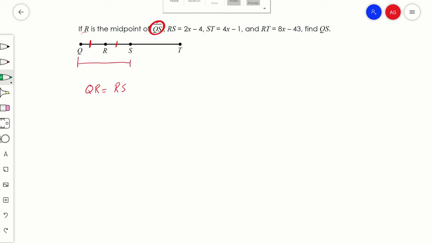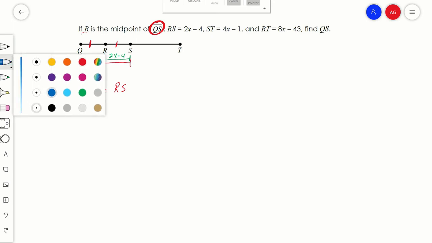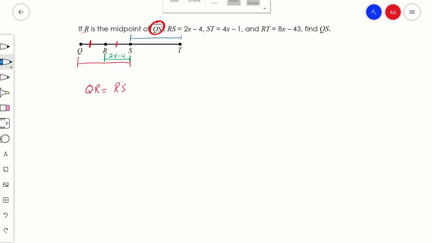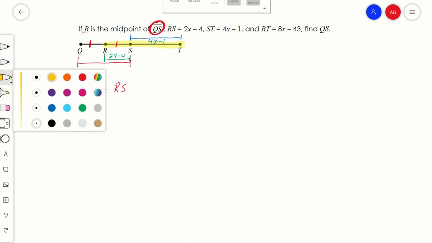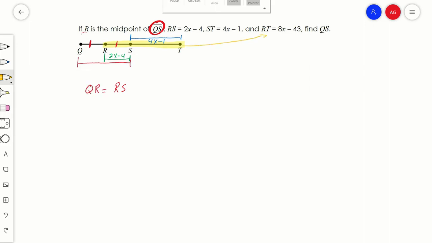So let's keep going. Then it says RS, so this segment here, is equal to 2x minus 4. And they're telling you ST, so S to T, is 4x minus 1. And they're telling you that the entire thing from R all the way to T, RT, is 8x minus 43, and they want you to find QS. So QS is what we're looking for, this thing.